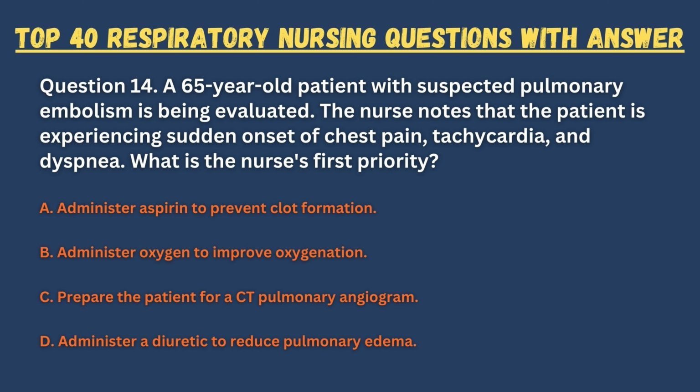Question 14. A 65-year-old patient with suspected pulmonary embolism is being evaluated. The nurse notes that the patient is experiencing sudden onset of chest pain, tachycardia, and dyspnea. What is the nurse's first priority?